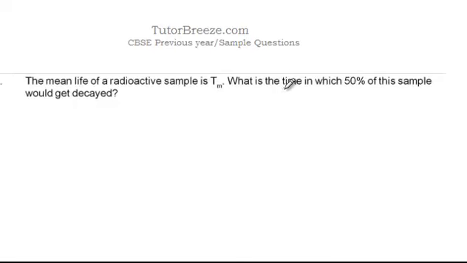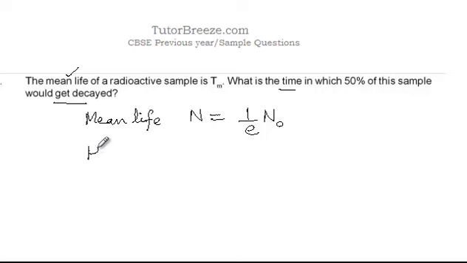The question says that we need to find the time in which 50% of the sample would get decayed, and we are given the mean life of a radioactive sample. Now, if you just recall, the mean life is the time during which the number of radioactive nuclei that remain are 1 by e times the original number, whereas the half-life is the time in which the number of radioactive nuclei that remain is half the original number of nuclei.